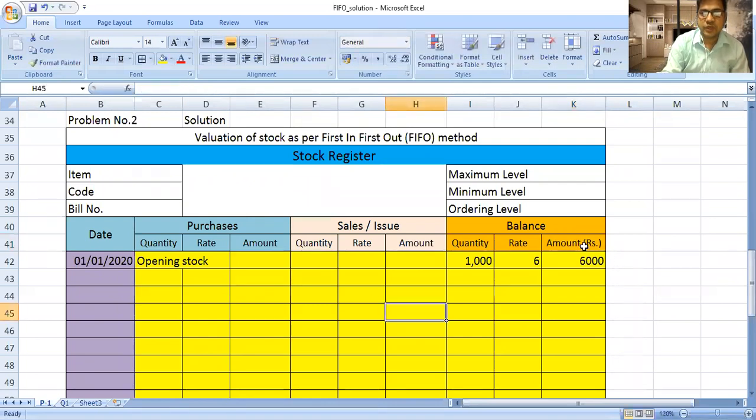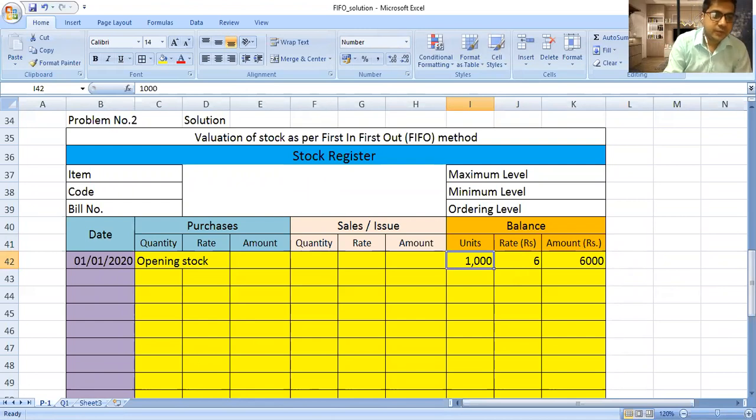So these things you have to keep in mind. The rate is also in rupees, and quantity is in units. So we have right now the opening balance on 1/1/2020: 1000 units at the rate 6 per unit, and their value is 6000.